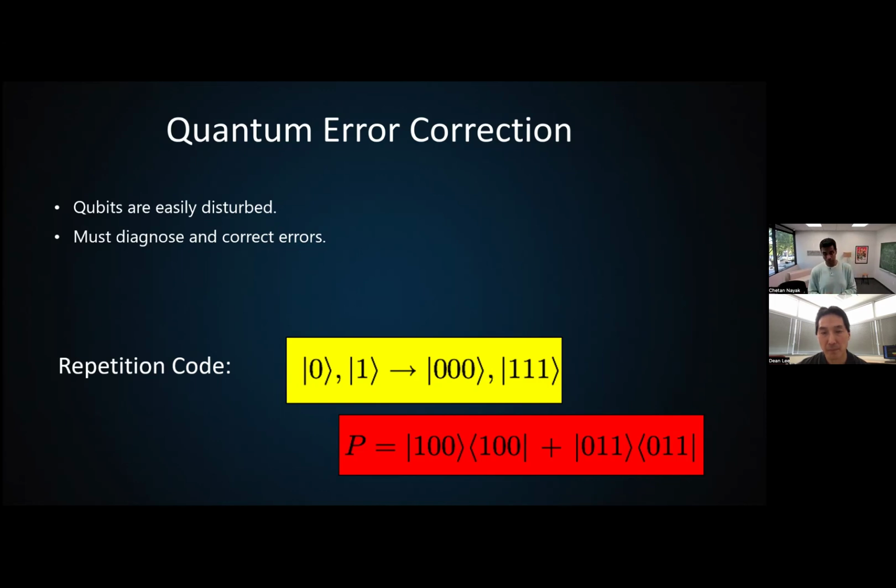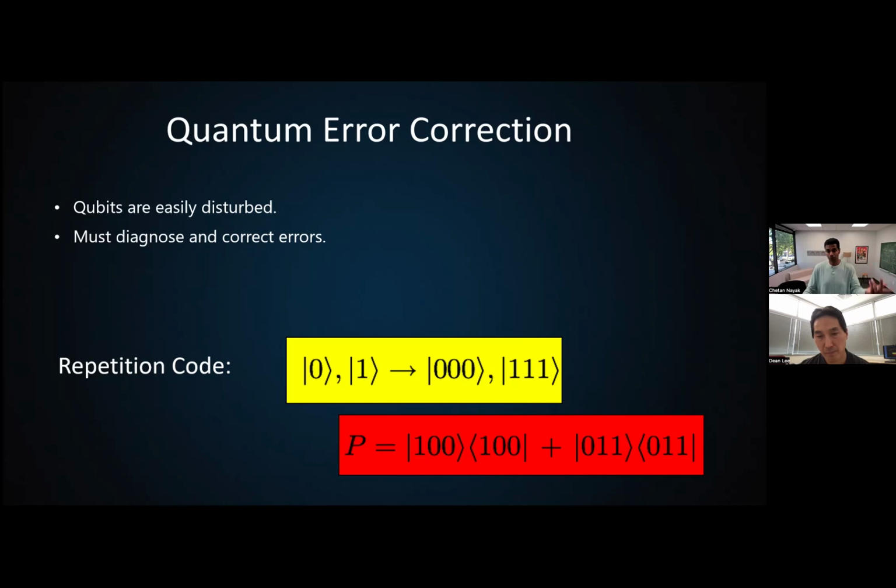You may have a superposition of these two. You want to diagnose the error without measuring or collapsing the wave function or measuring the information you have. That can be done by just checking if the first one is the same as the other two, and similarly with the second and third. And this repetition code allows you to capture a single error: if there's a single error, it lets you find that error and also tells you how to fix it.